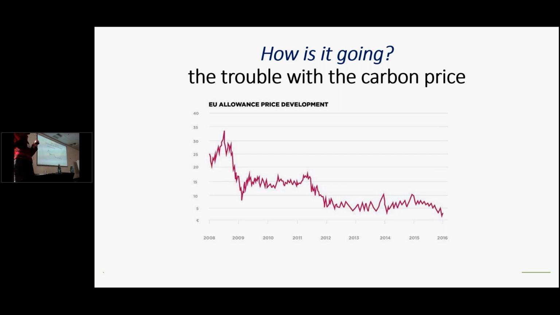And there are way too many allowances in the system. Too many that are given for free and too many that are auctioned. This is why there is such a big surplus that should not be carried over.